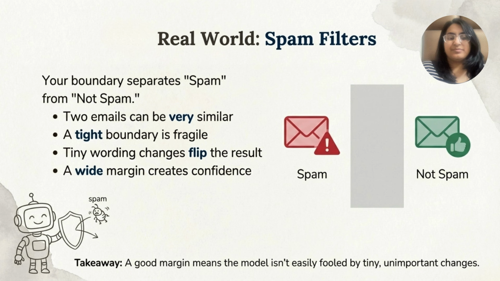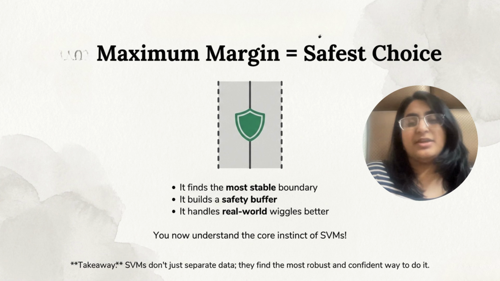Usually, no. Now the full meaning in one line. If many separating lines are possible, SVM chooses the one with the largest empty space between the two groups. This makes the model more stable when real data changes a little. That's why maximum margin matters.